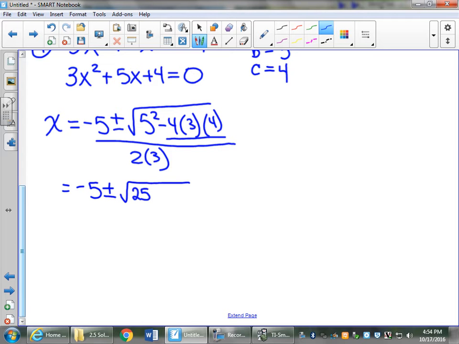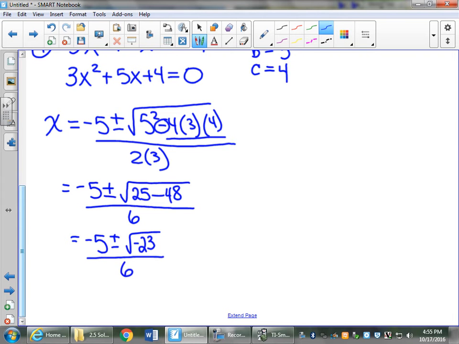Okay, so there's only one negative, that first -4. Negative times a positive stays negative. And if I multiply those 3 numbers, 4 times 3 is 12, times 4 more is 48. This is over 6. I'm going to get -5 plus or minus the square root. I'm going to do my subtraction of 25 minus 48 and get -23 over 6.